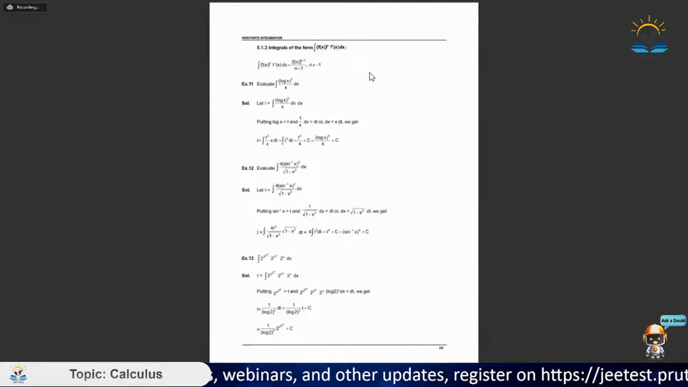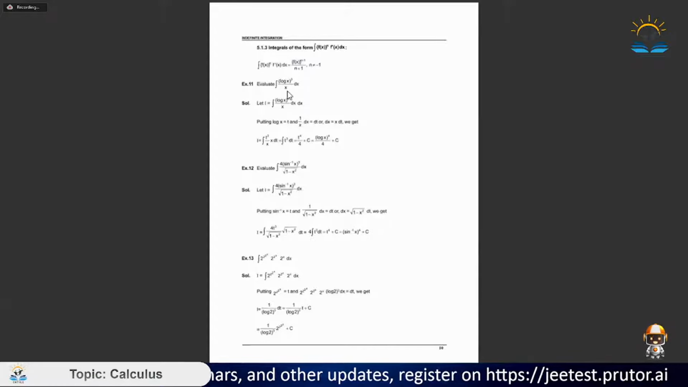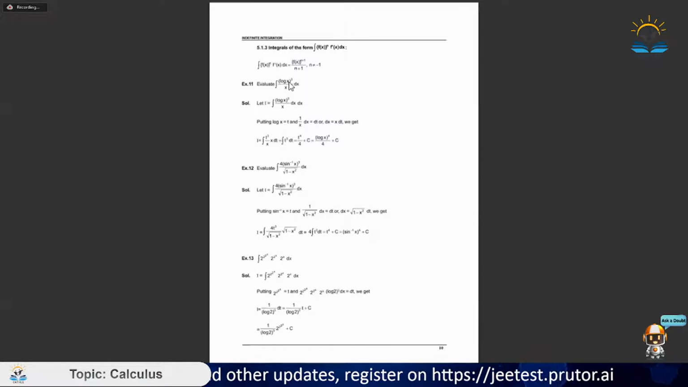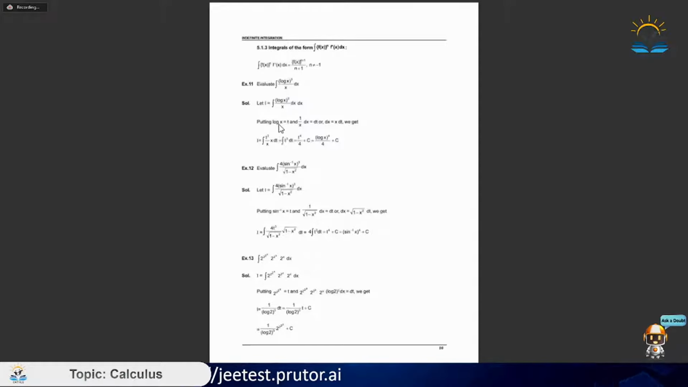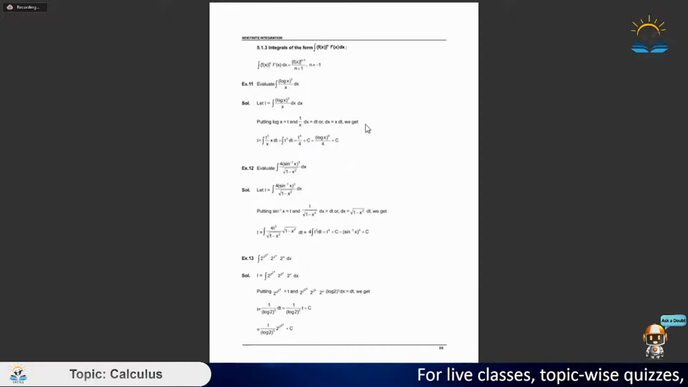Okay, now let us see some questions regarding this. Here we have integral of log x to the power 3 times 1 by x dx. We know the differentiation of log x is 1 by x. So by using this formula, here they are substituting log x is equal to t and 1 by x dx is equal to dt. So here they do this integration as follows, and we can directly use this formula, or we can also substitute it the way I have taught you.